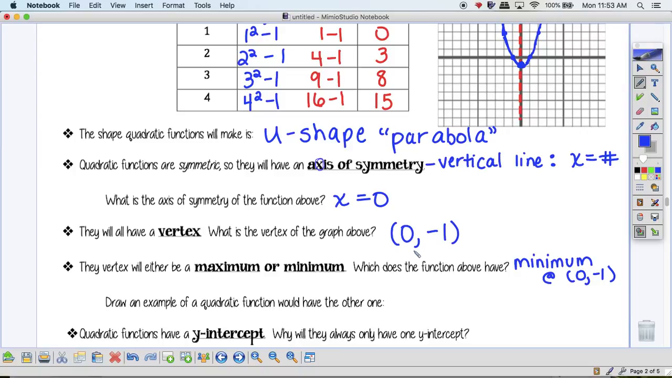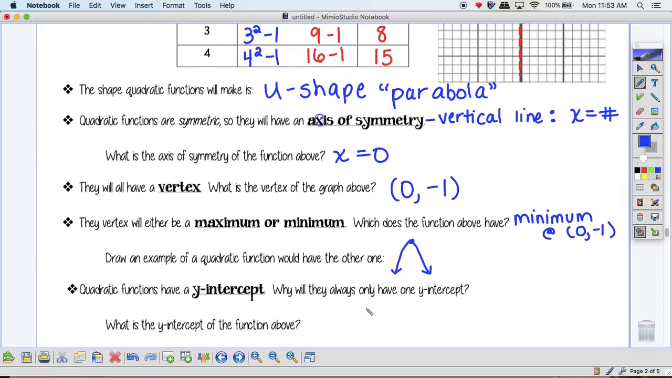Occasionally, we would have a quadratic function that has, instead of a minimum, a maximum. How could we get a quadratic function to have a maximum? Well, it would need to be flipped upside down, like this. Okay, we're going to see some of those where the vertex is a maximum.